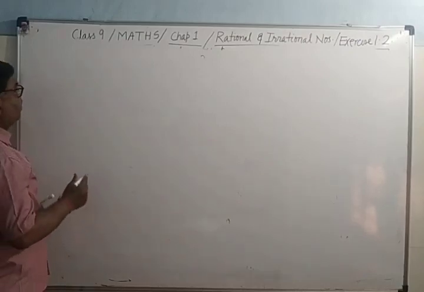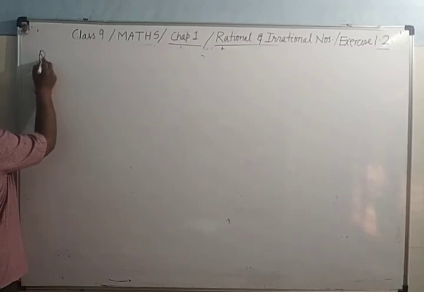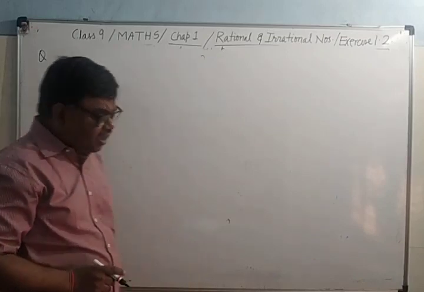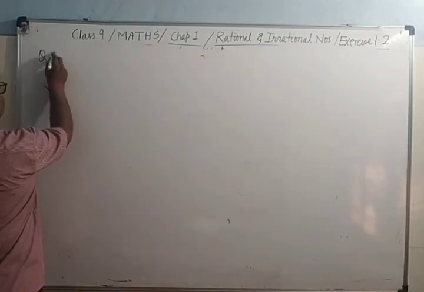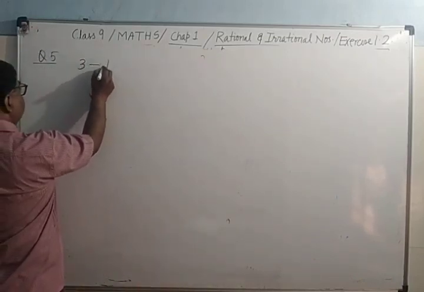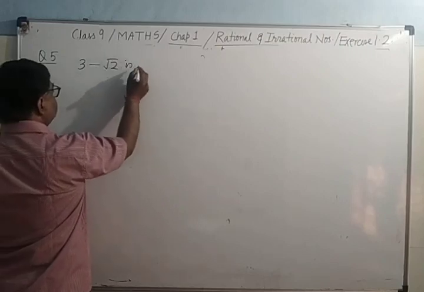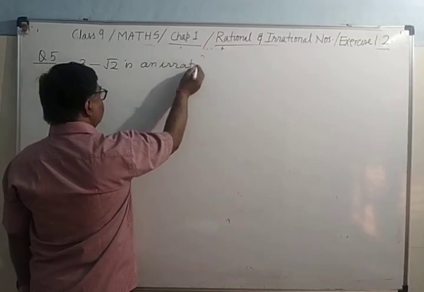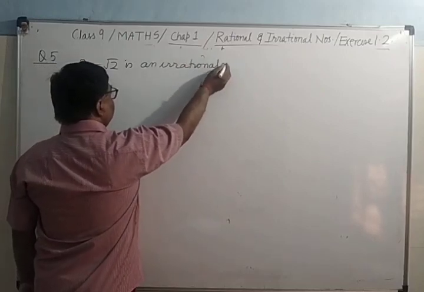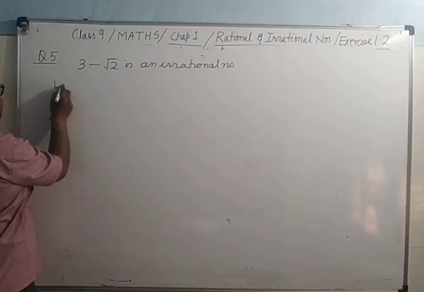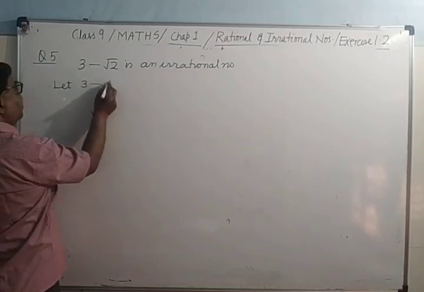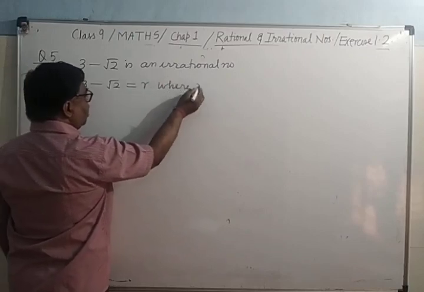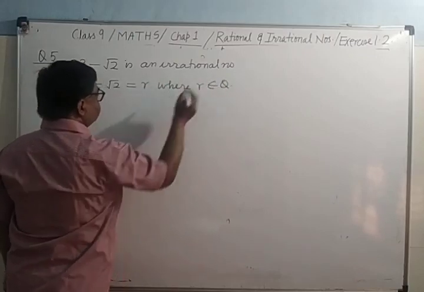Now you can see here, you have to prove question number 5, second part: 3 minus root 2 is an irrational number. This you have to prove. So we will let 3 minus root 2 equal R, where R belongs to the rational numbers.